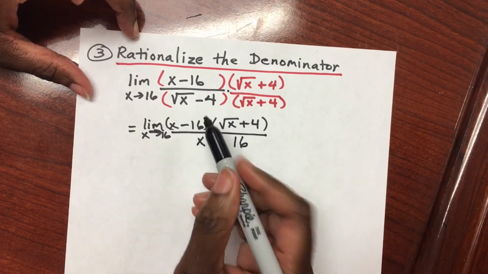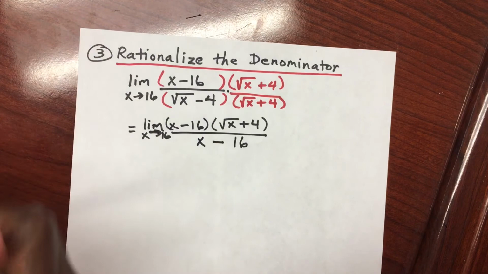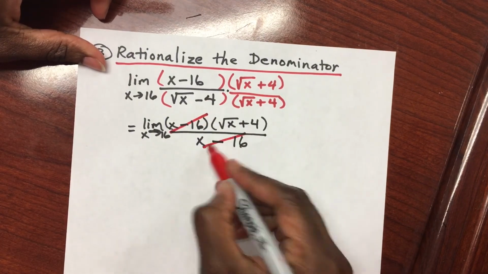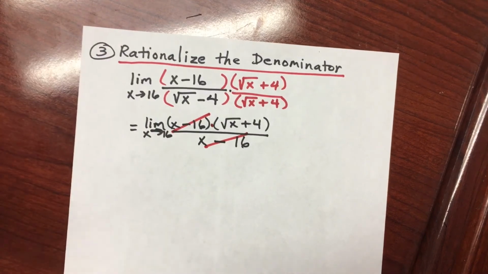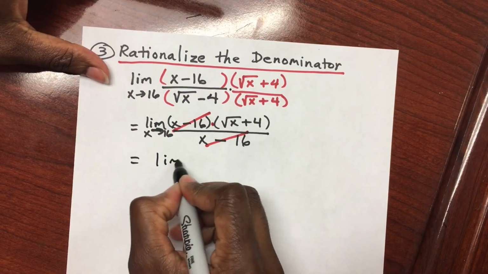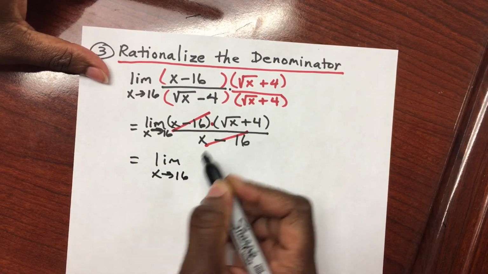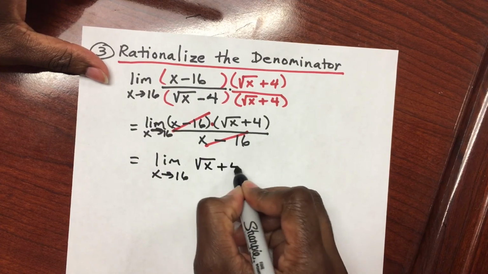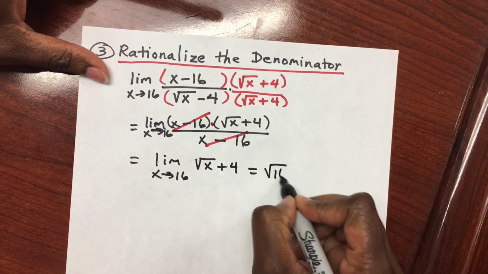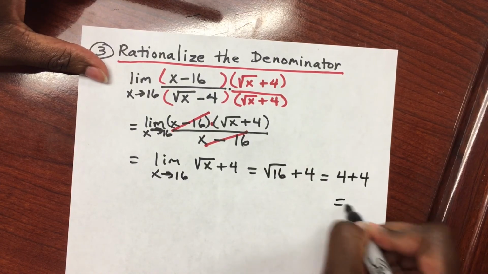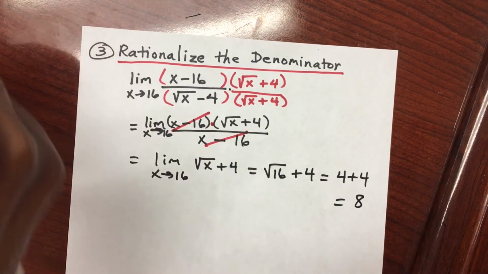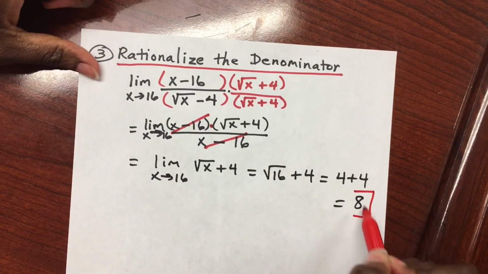So what happens? This x minus 16 cancels with the x minus 16 here because it's multiplied by the square root of x plus 4. Now we substitute. The limit as x approaches 16 of the square root of x plus 4 is the square root of 16 plus 4, which is 4 plus 4, which is 8. And that is our final answer. And we are done.